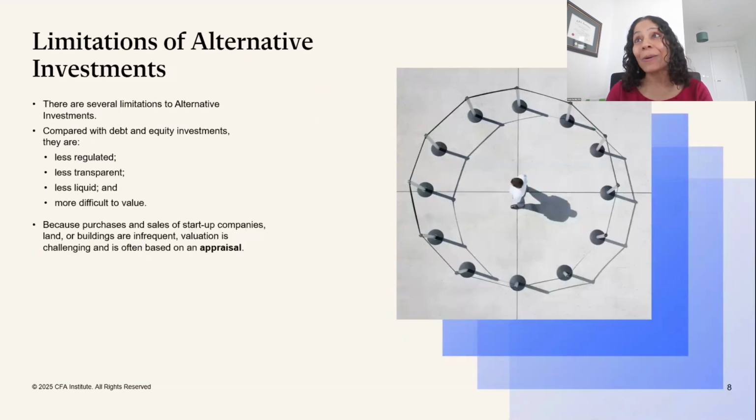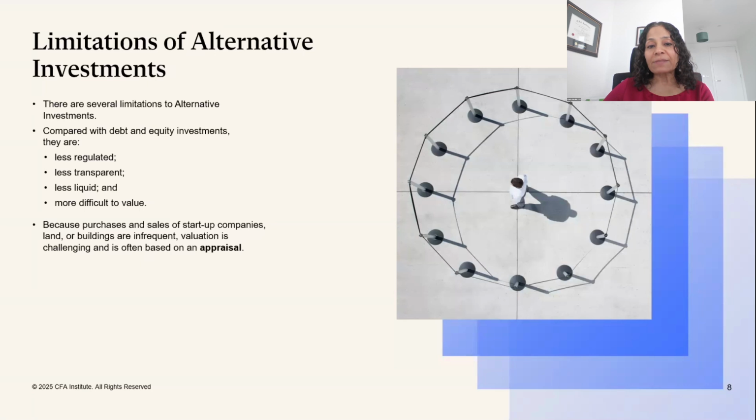So I can tell you now that compared with traditional investments, alternative investments are less regulated. They are less transparent. They are less liquid, not more liquid like some of you felt, and they are more difficult to value. Because they are less regulated and less transparent than traditional investments, individual investors are less likely to invest in them. However, institutional investors may view this as an opportunity to take advantage of market inefficiencies.